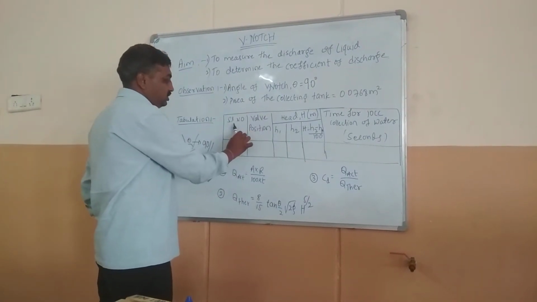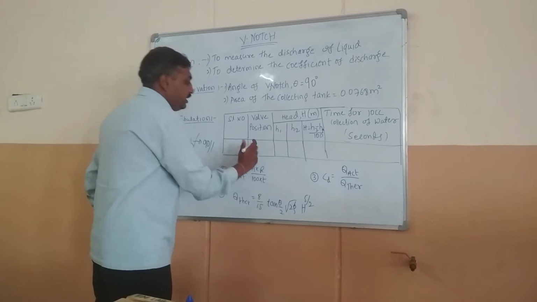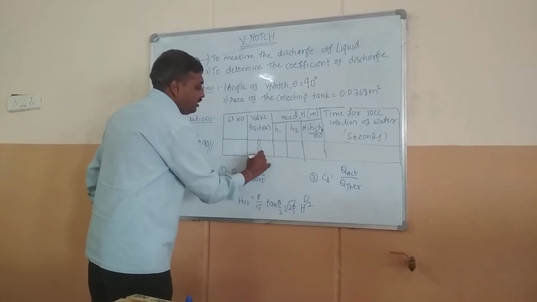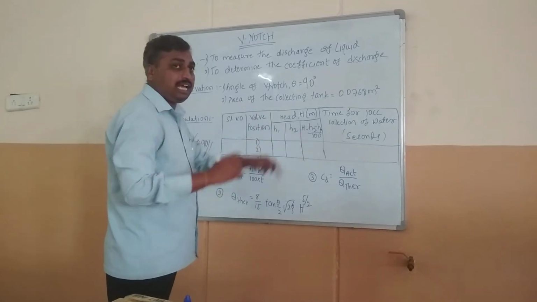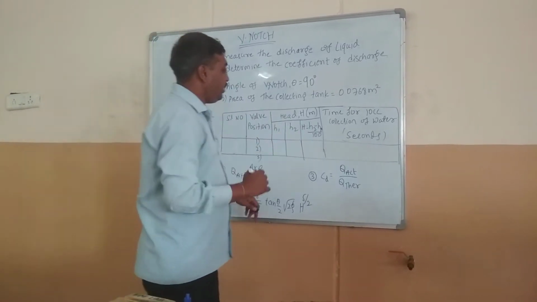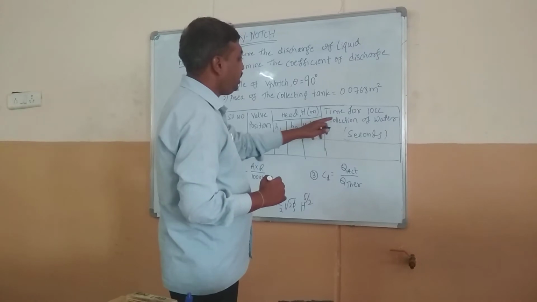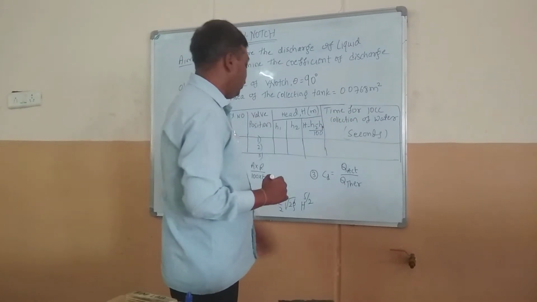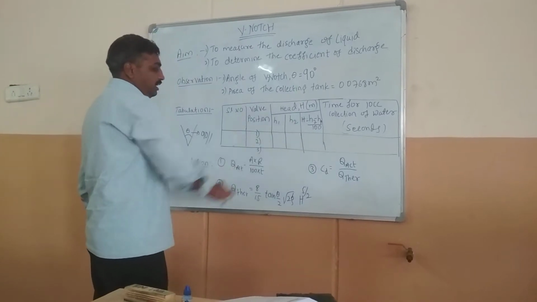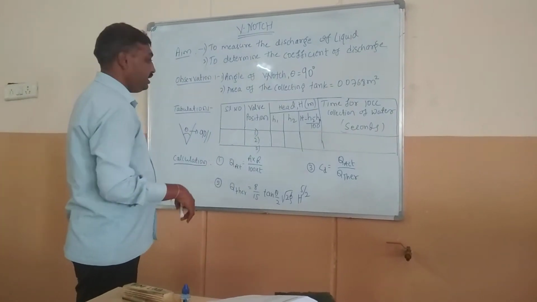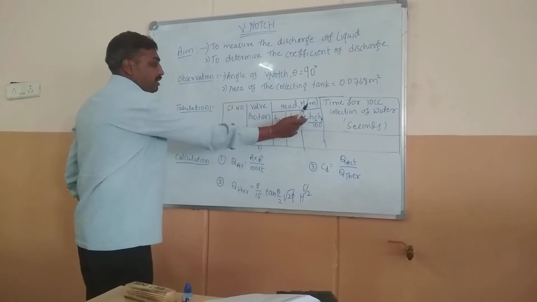Next is the tabulation. Tabulation consists of serial number, valve position. There are three valve positions at which we can get the readings, and H1, H2. These things I will show you when I am conducting the experiment, and the time taken for 10 cm rise of water. This tabulation I will show you when I am taking the readings, and at that time I will explain what these things are.